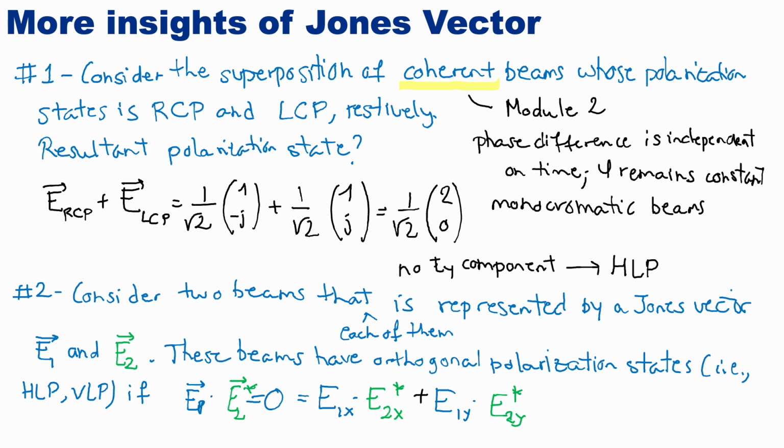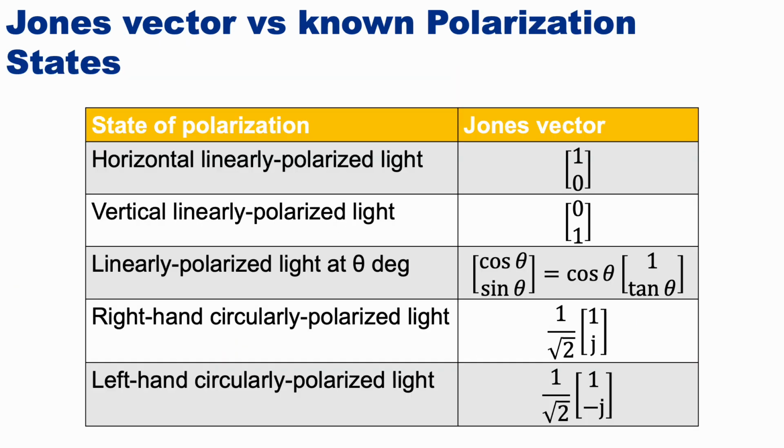If you have more questions. So this is just a summary of what we were saying: horizontal, vertical, right hand circular polarization, or left hand circular polarization. This is just general. This right here is completely a general case where it's linear polarization, but instead of having 0 or 90 degrees, it's arbitrary. So how can we write it down?